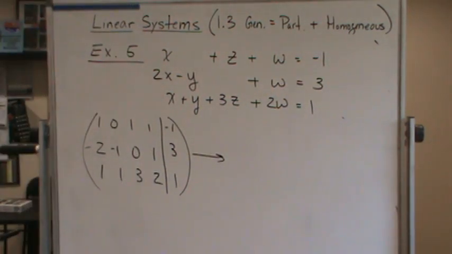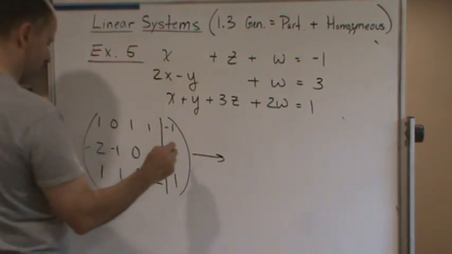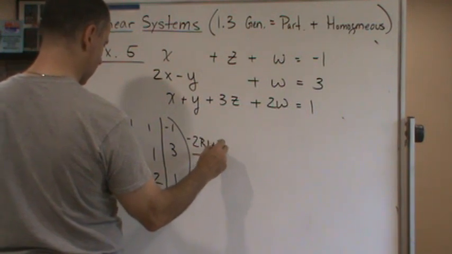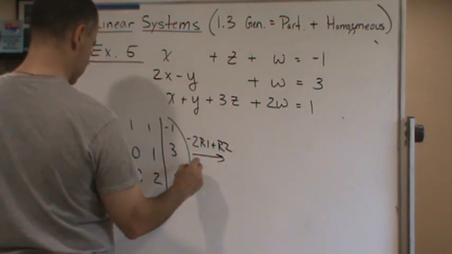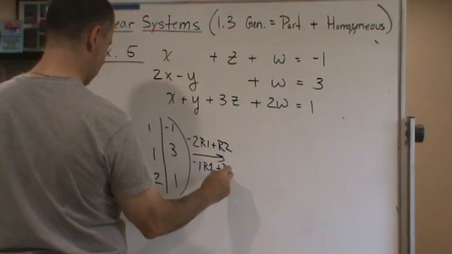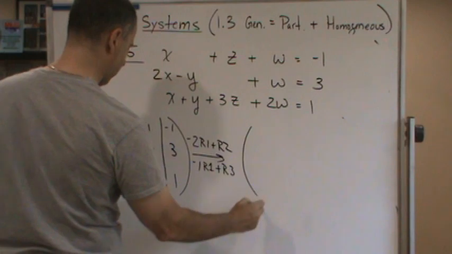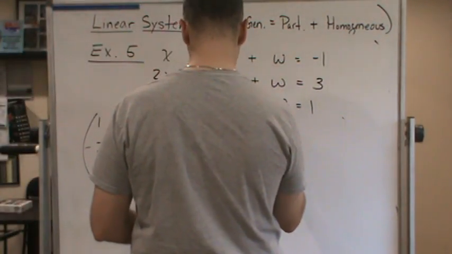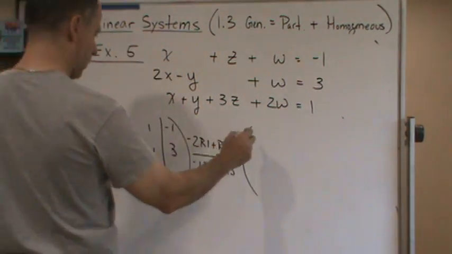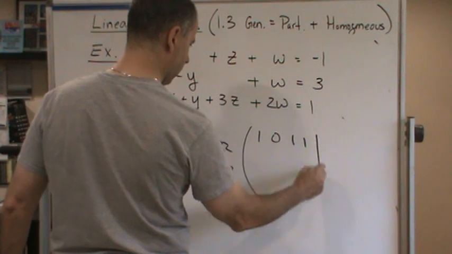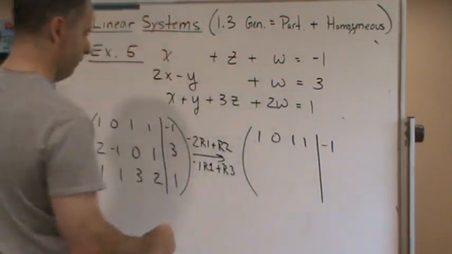Now we're going to row reduce. The first thing we're going to do is get rid of these, right? So we're going to do negative 2r1 plus r2, and then we're also going to do negative 1 r1 plus r3. That's going to give us the following equation. Again, I'm going to write this down. The first row is going to stay the same: 1, 0, 1, 1, negative 1.